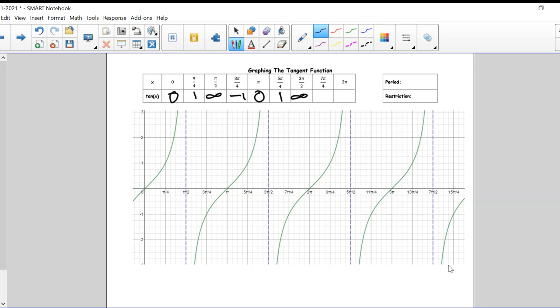My question for you now is, what would be the period of this function? Can anybody help me with the period of this function? Now, I'm not asking about amplitude, and I'll tell you why I'm not asking about amplitude in a minute. But what is the period of the tangent function?